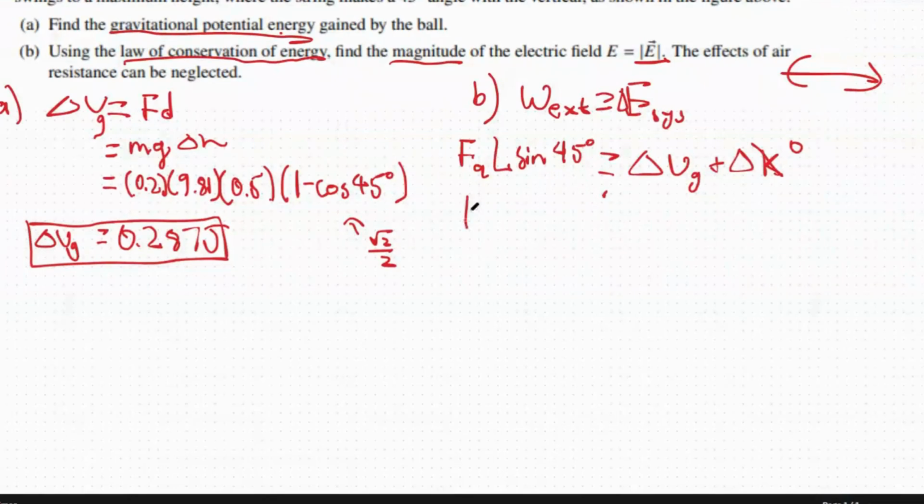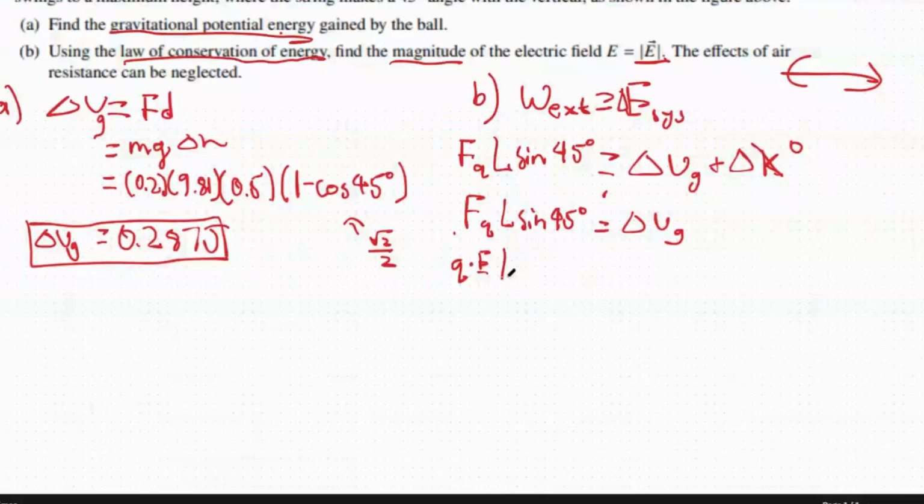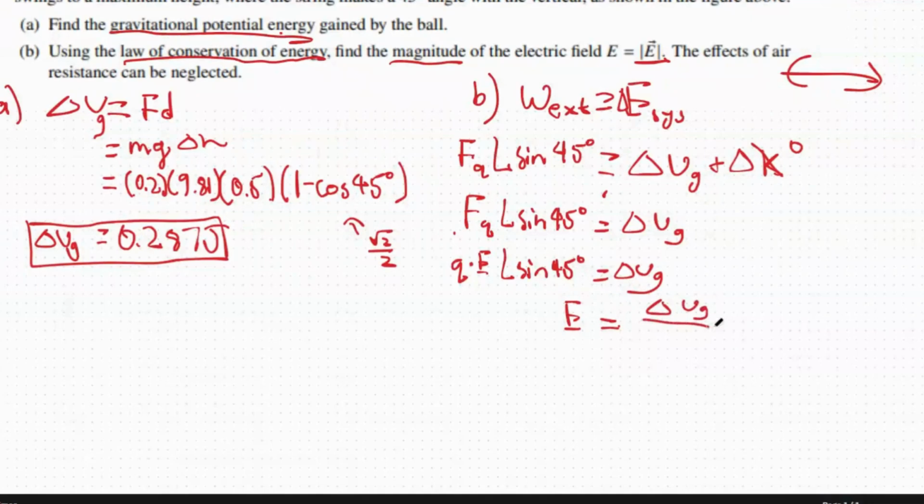So what we're left with is F Q L sine of 45 degrees equals delta UG, which we have calculated over here. The force is equal to the charge times electric field. So charge times electric field, which is what we need to solve here, and L sine 45 delta UG. Isolate for the electric field, so E would be equal to delta UG over Q times L sine of 45 degrees.